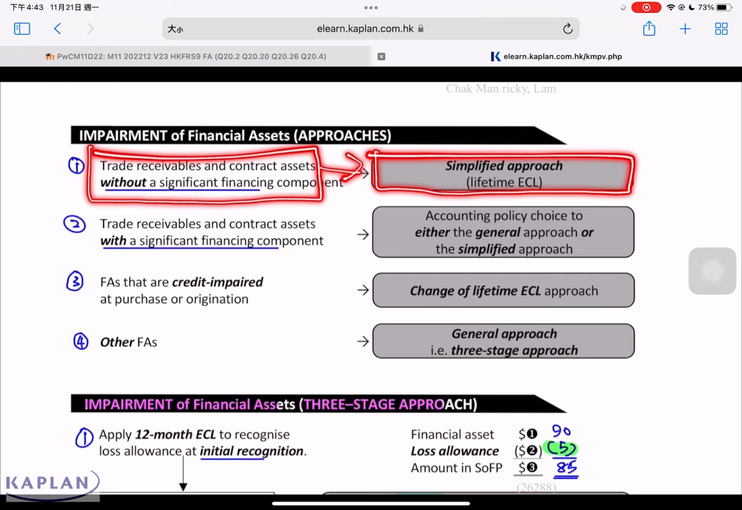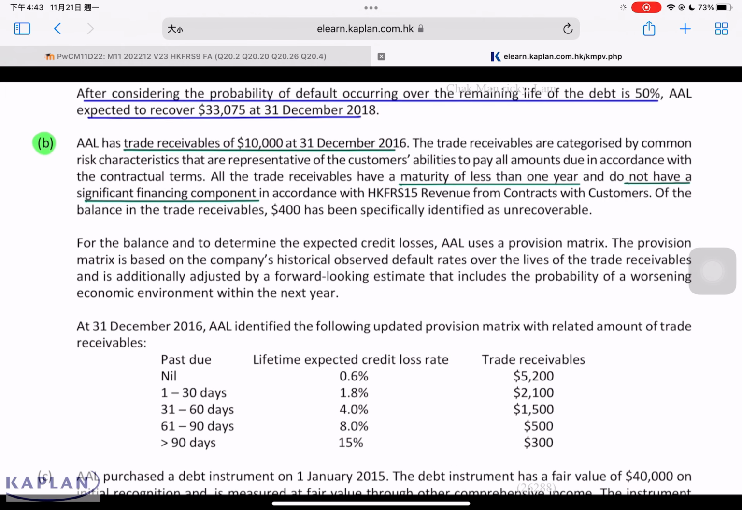You do not need to monitor whether the risk is high or low, whether the risk has increased significantly or not. We have to apply the lifetime expected credit losses. Out of this $10,000, $400 is considered as unrecoverable, or we call this bad debt. If it's bad debt, you must remove it from your ledger accounts, equal to a balance of $9,006.